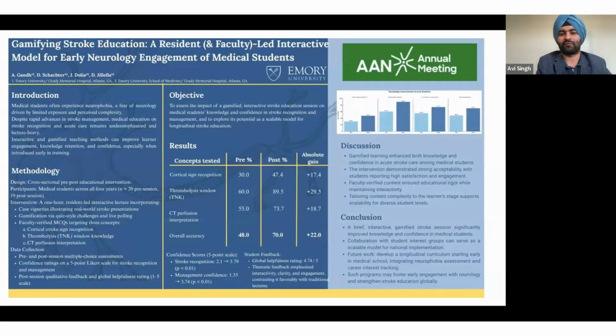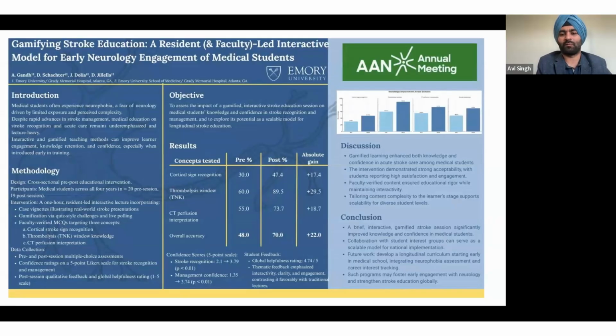Objective: to assess the impact of a gamified interactive stroke education session on medical students' knowledge and confidence in stroke recognition and management, as well as to explore its potential as a scalable model for longitudinal stroke education. In this intervention, the three specific topics discussed were cortical sign recognition, thrombolysis window, and CT perfusion interpretation, and all of them were seen to have an increase in knowledge from pre to post intervention, as displayed in front of you.